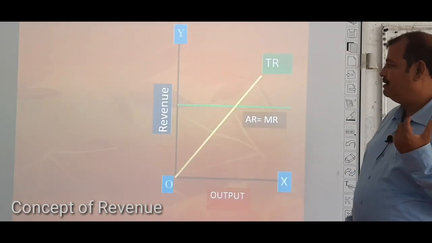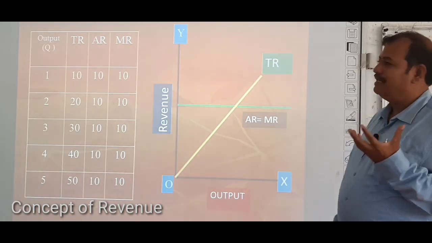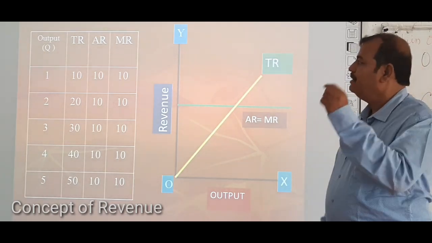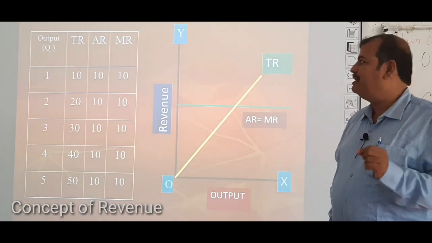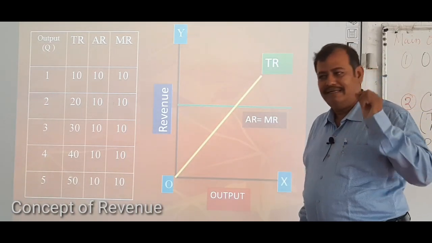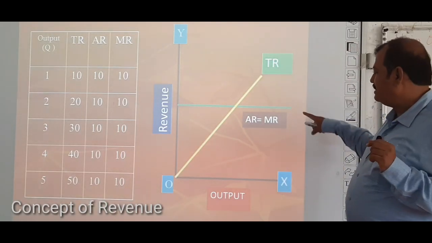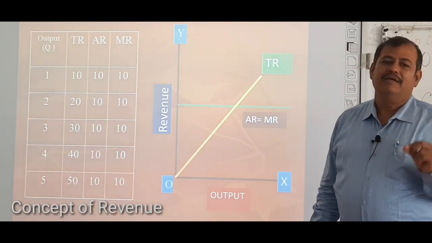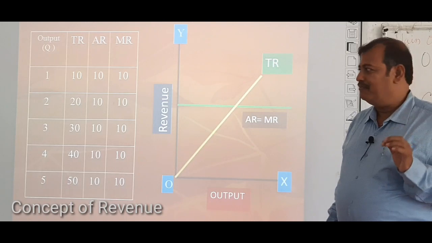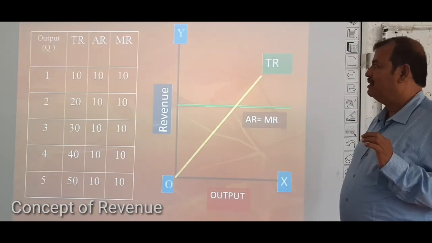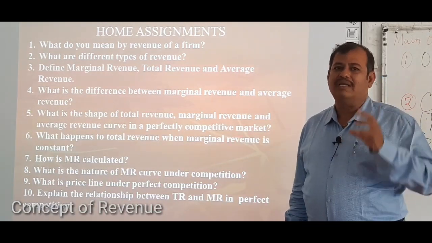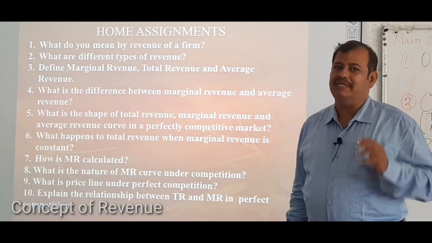You see the table and the diagram both here, which synchronize the two. When the output is 1, 2, 3, 4, 5, total revenue is 10, 20, 30, 40, 50, average revenue is 10, 10, 10, 10, 10 and marginal revenue is 10, 10, 10, 10, 10. And you see in the diagram, the average revenue and marginal revenue curves are straight lines parallel to the horizontal axis, and the total revenue curve is an upward sloping straight line starting from the origin. This is all about the relationship between average revenue, marginal revenue and total revenue in a perfectly competitive market.